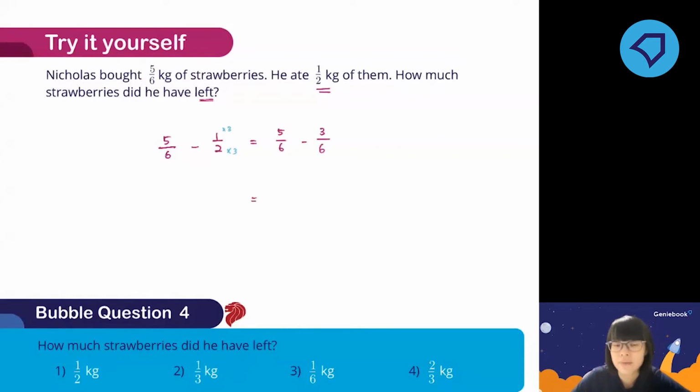So you will get 5 minus 3 is equals to 2. Denominator remains the same. And then you realize that 2 and 6, they are both even numbers, means they both can be divided by the number 2. So we're going to divide by 2 and divide by 2. After you do this, you should be able to get 1 over 3 kg. Ta-da! That's how you get 1/3 kg.